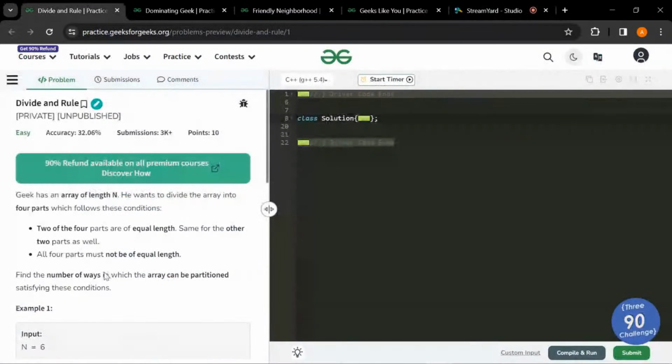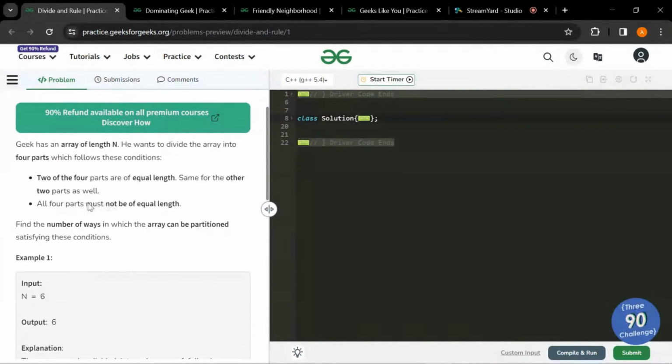So starting with the very first problem: Geek has an array of length n, and he wants to divide the array into 4 parts which follow these conditions. 2 of the 4 parts are of equal length, and the same for the other 2 parts as well. And all the 4 parts must not have equal length. We need to report the number of ways in which the array can be partitioned satisfying all the conditions. So how many of you were able to solve this problem? Any approaches?